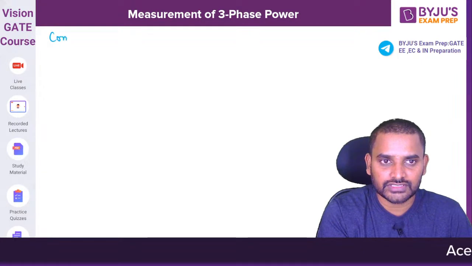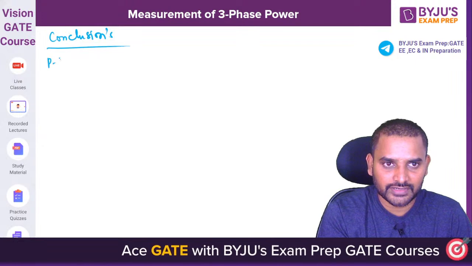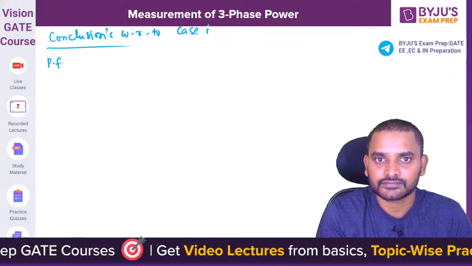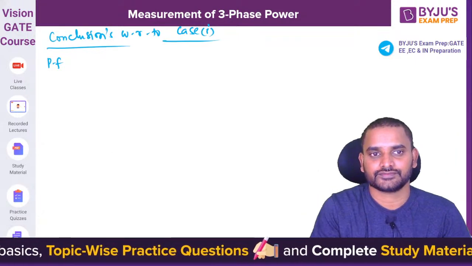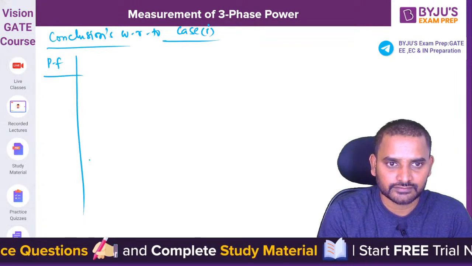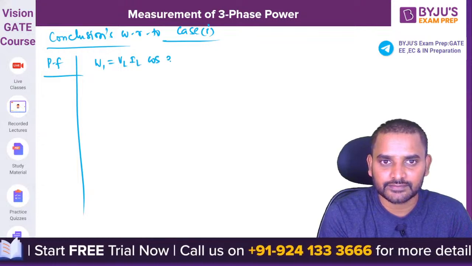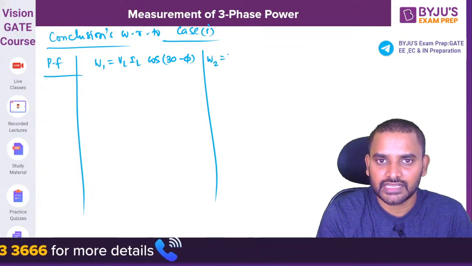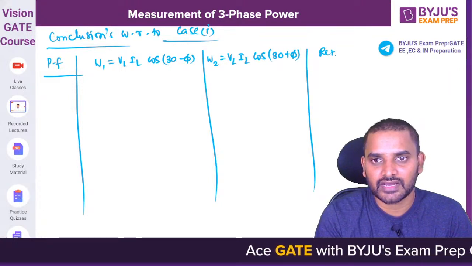Okay. Conclusions. Here I am taking the conclusion with respect to the first case, that is, reference phase is B and lagging load. So I am taking power factor, wattmeter 1 reading VLIL cos 30 minus phi and W2 VLIL cos 30 plus phi, and here are the remarks.